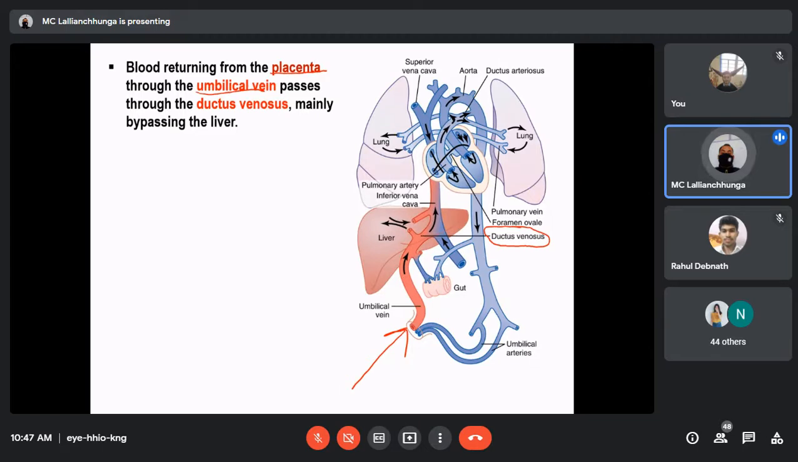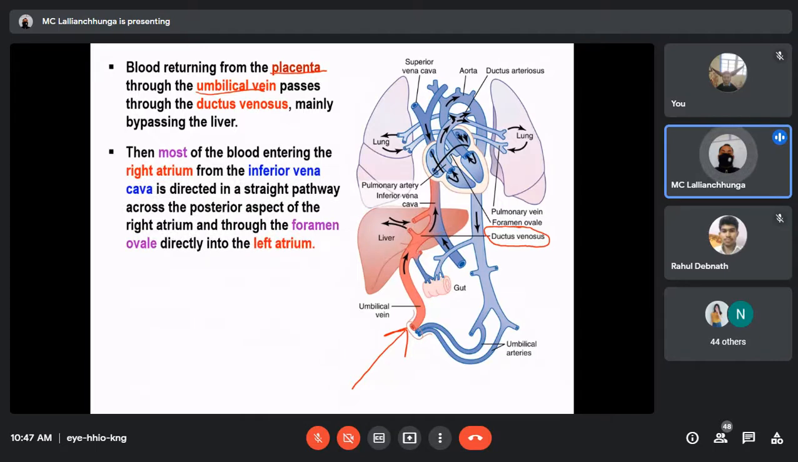You know that this is carrying oxygenated blood. It will mainly bypass the liver, and most of the blood enters the right atrium from the inferior vena cava. This ductus venosus drains blood into the inferior vena cava. Here you can see the inferior vena cava. It takes a straight pathway across the posterior aspect of the right atrium and through the foramen ovale directly into the left atrium.